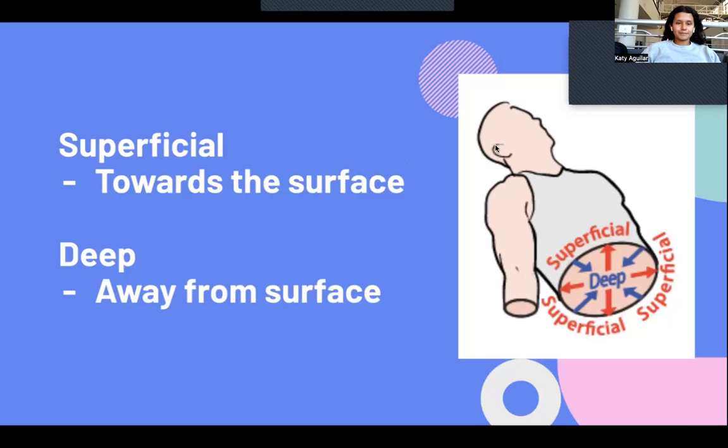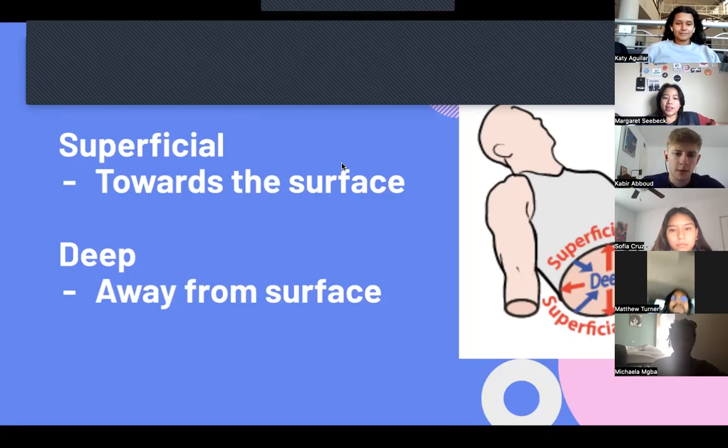This picture I thought was very interesting, and it does a great job of explaining superficial and deep. Superficial is towards the surface of the body, and deep is more inside. The epidermis is superficial to the dermis when we're talking about the different layers of skin. So have that beautiful image of this man that has no hands or legs, and think about superficial and deep right there.